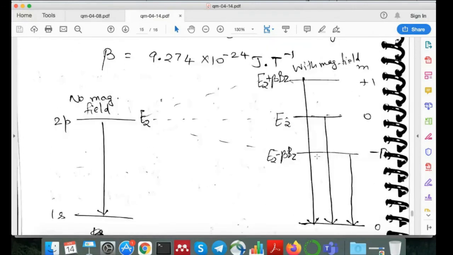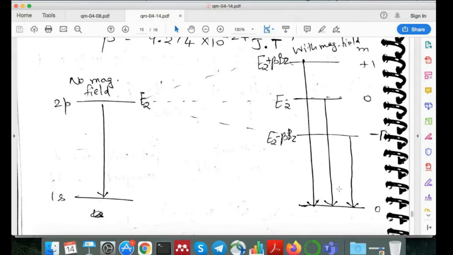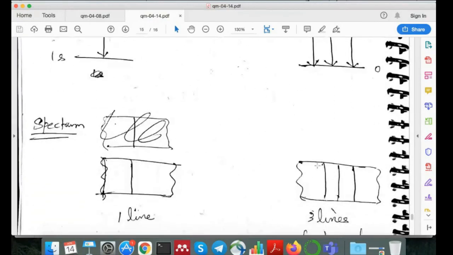Okay, but now if there is a magnetic field, then the three levels for the m values will be split into three discrete levels, right? So these energy levels will become non-degenerate. And so now there will be three transitions from 2p to 1s. Okay, so when you look at the spectra, you will see that there are three lines.